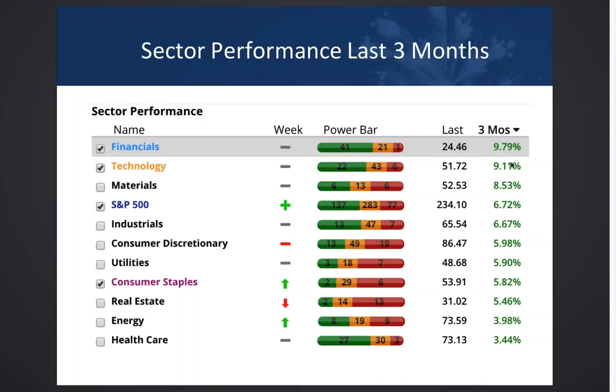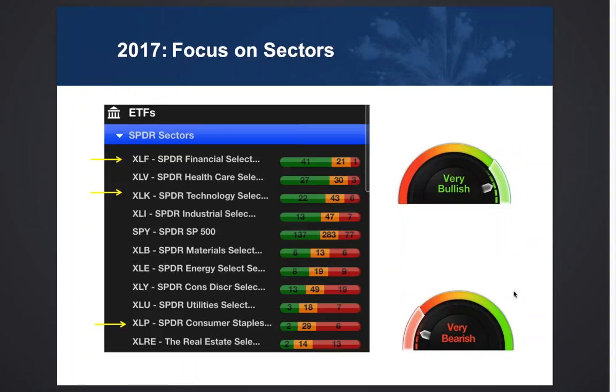Price performance of financials and technology has been fabulous. Consumer staples less so over the last 3 months. So this is the way we rank the 10 Select Spider sector ETFs. These are the large cap S&P 500 divided up into 10 sectors.